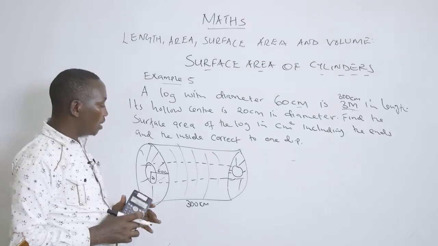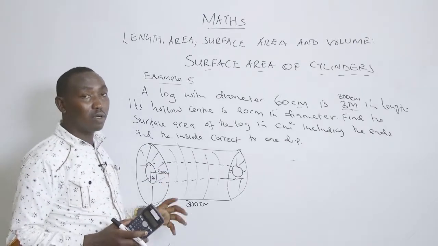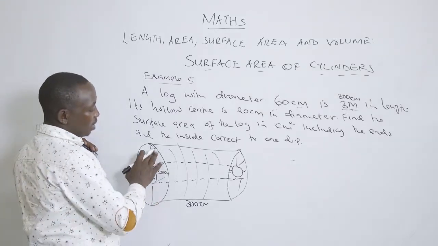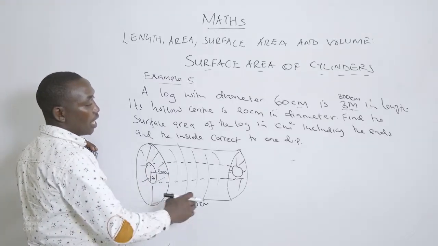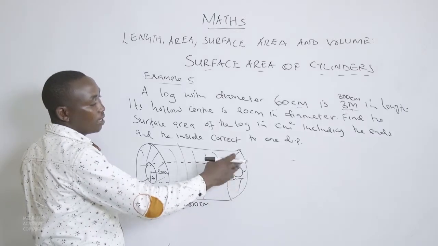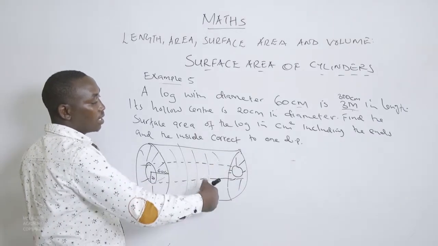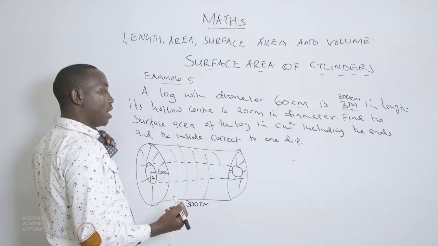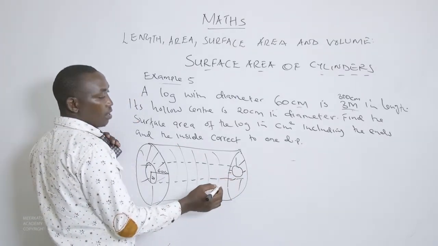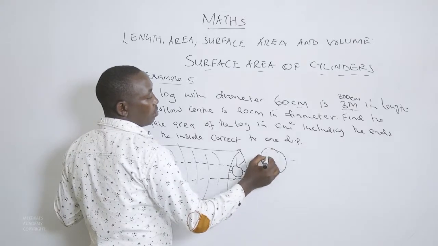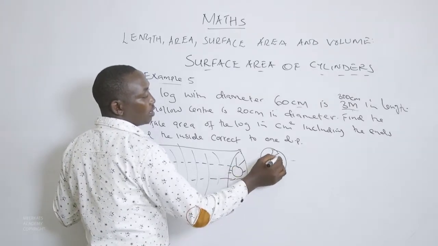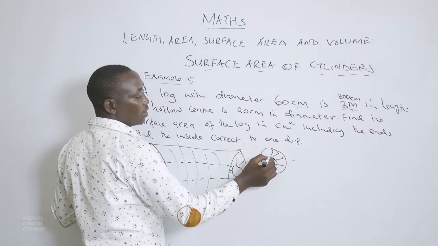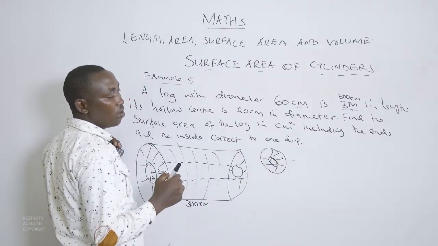So we are going to find the total surface area of these logs in parts. Let us first look at the surface area of the end parts and this particular outer circular part. Now for the ends, because of this particular hollow part, we need to get the area of the whole circle, then we subtract the area of that hollow part.